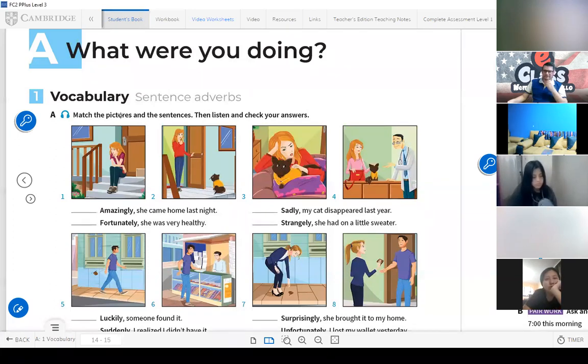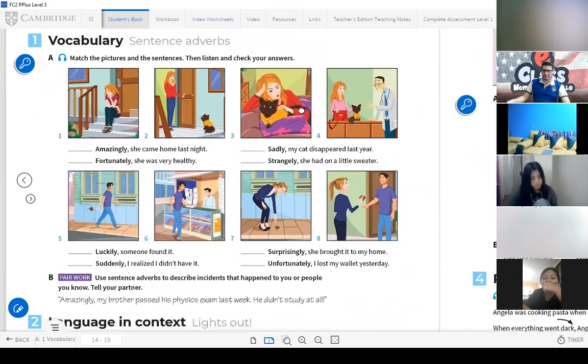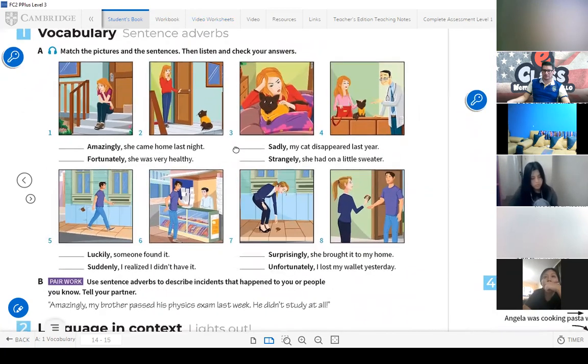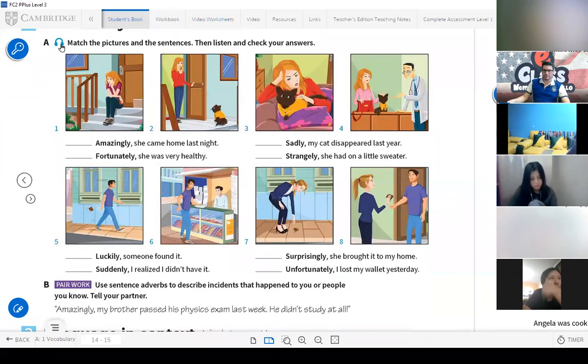Yeah, let's see. Okay, yeah. It says on this part, no? Match the pictures and the sentences. Then listen and check your answer. I'm gonna play directly this, yeah? You're gonna listen and you're gonna match. We're gonna do the opposite about instructions. Pay attention.